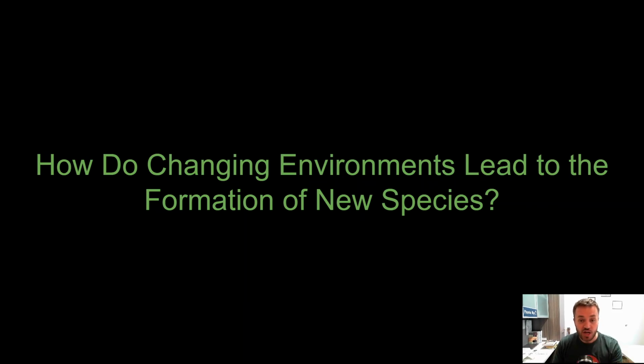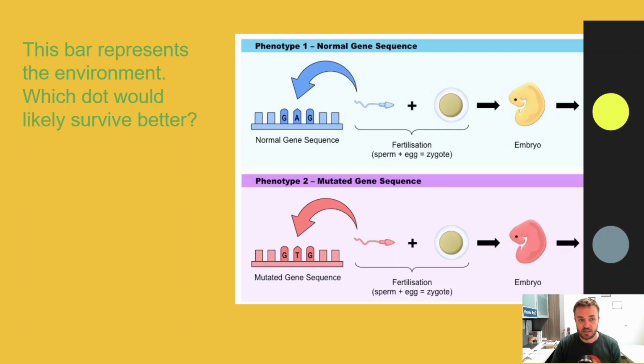So let's talk about how changing environments can lead and help engage in this process of speciation. So this bar, the yellow bar, represents the environment, right? Which dot color would survive better in the environment of this yellowness? Hopefully your answer is yellow, right? That the normal gene sequence can hide better in the yellow.